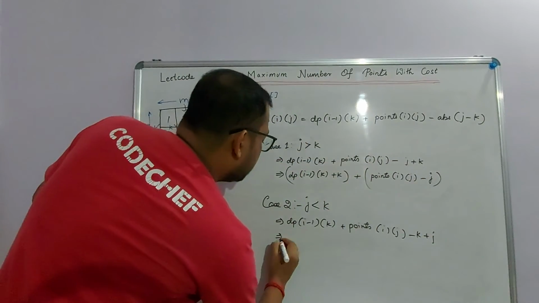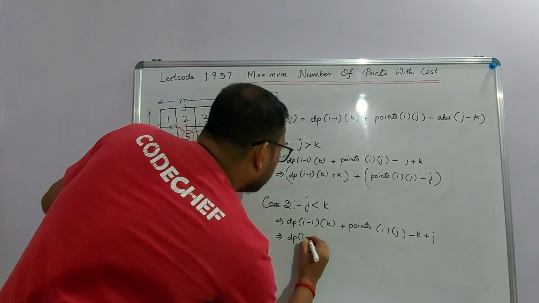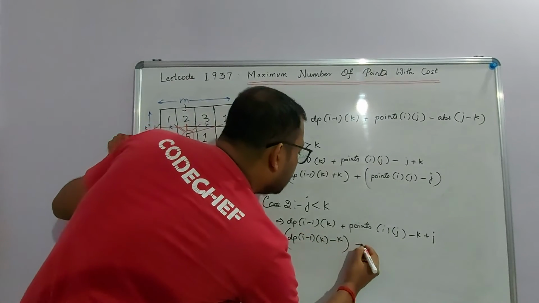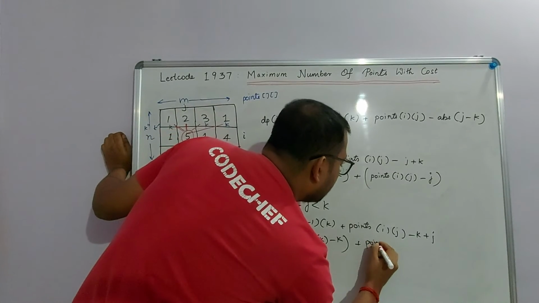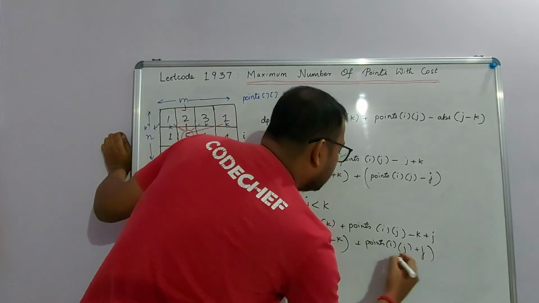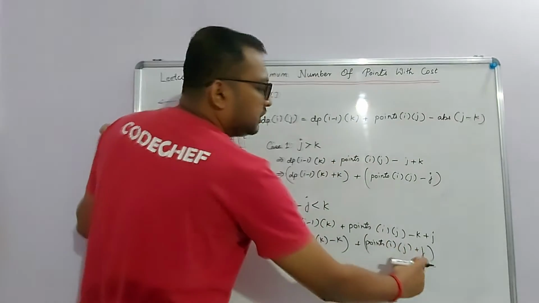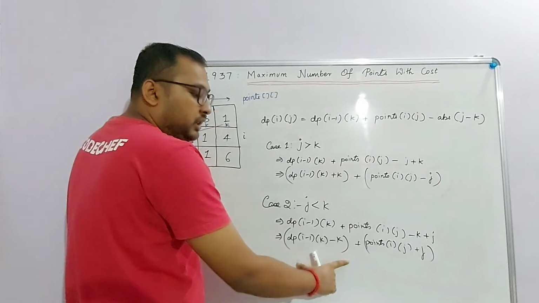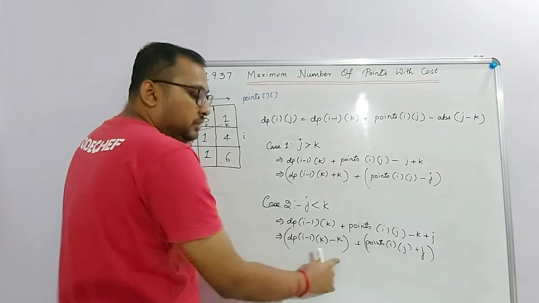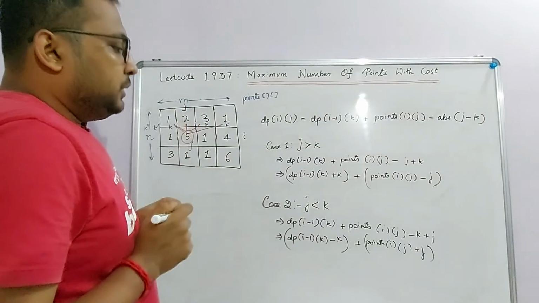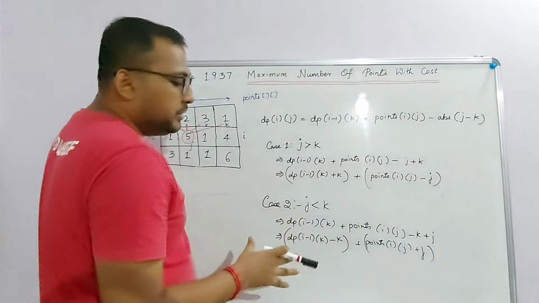So what does it boil down to? It is simply dp of i minus 1 k minus k plus points of i and j plus j. Again, at a particular index j, we can find this value, and we can take all the best values that are towards the right of it, and what is the best possible value of dp of i minus 1 k minus k. So that's the idea behind this solution.